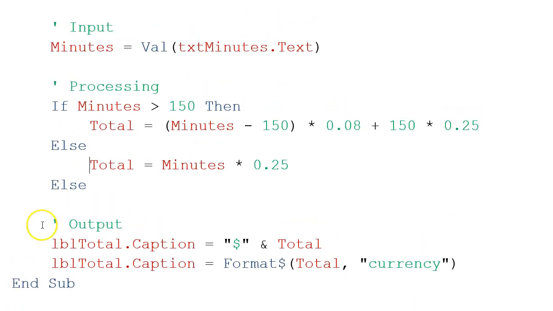And then you output your data. So here are two different versions of the output. The one is the very simple version, and then the other one uses format $, which is a function that you will be learning very, very soon.